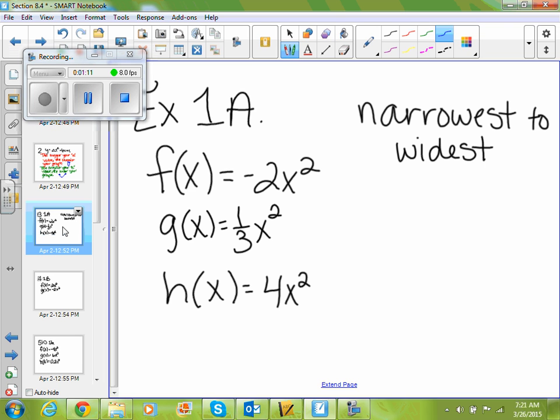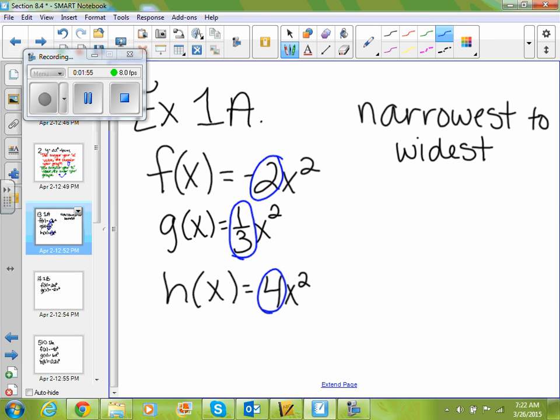Alright, so if I look at example 1a, I'm given three equations. f of x equals negative 2x squared, g of x equals 1/3 x squared, and h of x equals 4x squared. And it wants me to put it in order from narrowest to widest, so from skinniest to widest. Okay, and we know that the bigger my a value, the skinnier my graph. So if I look at my a values, I have 2, you can ignore the negative, I have 1/3, and I have 4.